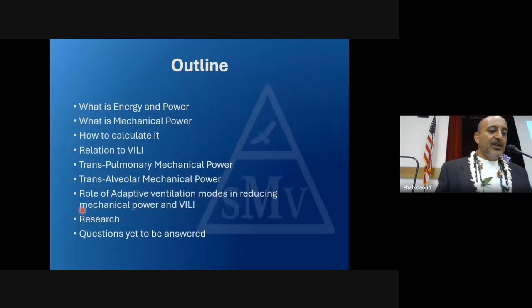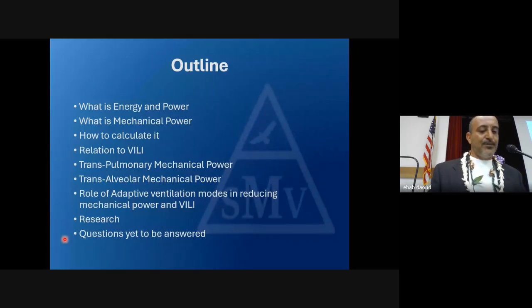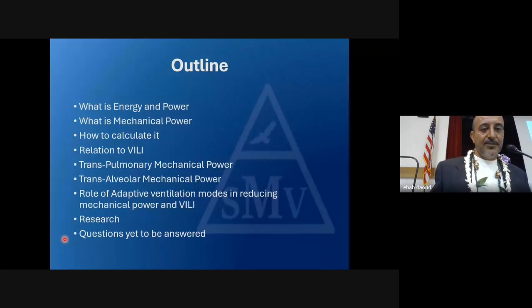So basically, what I'm going to try to explain is what is energy, what is power, what is mechanical power, how are we going to calculate it? Is it important? Is there any relation to ventilator-induced lung injury? How about transpulmonary mechanical power? What is the role of adaptive modes? And some questions yet to be answered.